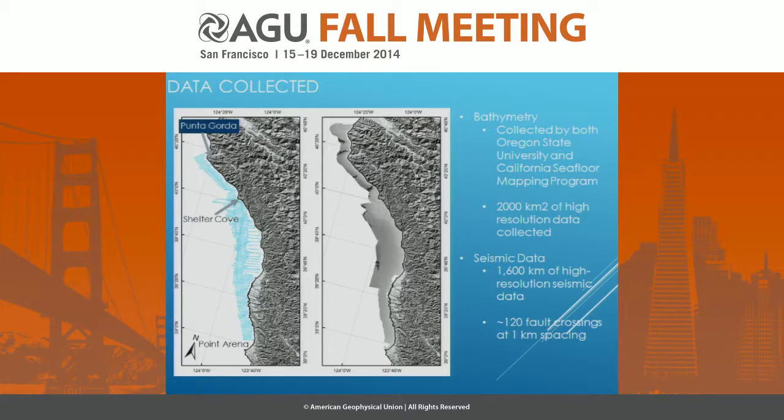Just another view of this data set: here's Point Arena and Shelter Cove, and Punta Gorda is where our data set ends. We have 2,000 square kilometers of high-resolution multi-beam bathymetry, and my high resolution is not Charlie Paul's. This is an 8-meter grid that was merged with the 2-meter grid of the California State Waters Mapping Program. We collected over 1,200 fault crossings, seismic reflection profiles, and a number of fault-parallel ones, and we collected them at 1 kilometer spacing.